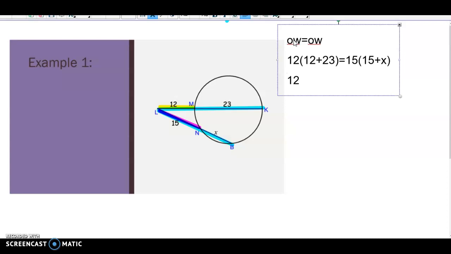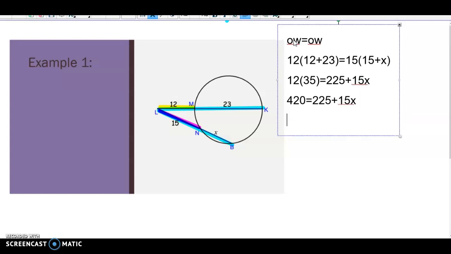Now this is an equation that we know how to solve. So I'm going to clean this up a little bit. I got 12 times, and then I do 12 plus 23, and I get 35, and that's equal to, and we can go ahead and distribute here, 15 times 15 is 225, and then 15 times x is just 15x. So 12 times 35 is 420, is equal to 225 plus 15x. We subtract 225 from both sides, and we end up with 195 is equal to 15x. And then divide by 15 on both sides, and we end up with 13 is equal to x.